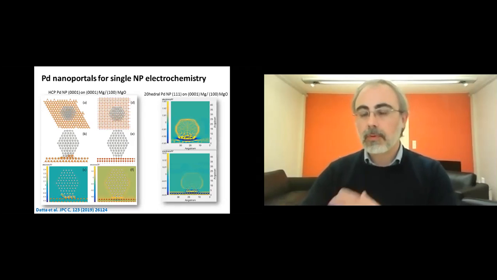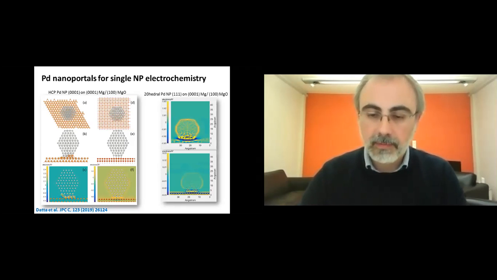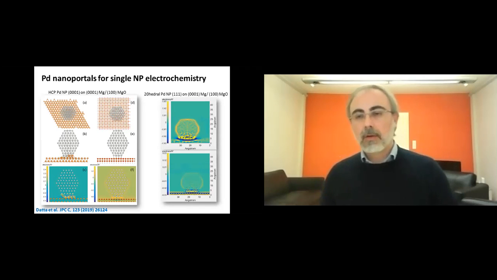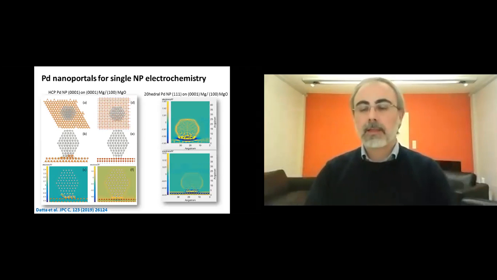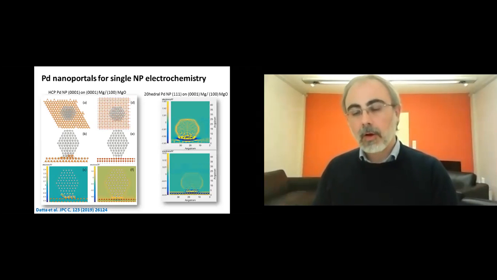So here on the top, in this figure on the right-hand side of the icosahedral nanoparticle, is the palladium nanoparticle on magnesium surface. And on the bottom is a palladium nanoparticle on the magnesium oxide surface. The palladium nanoparticle is charged with 4 negative charges, in principle, which are distributed inside the cluster as a result of the oxygen evolution reaction which happens on the surface.